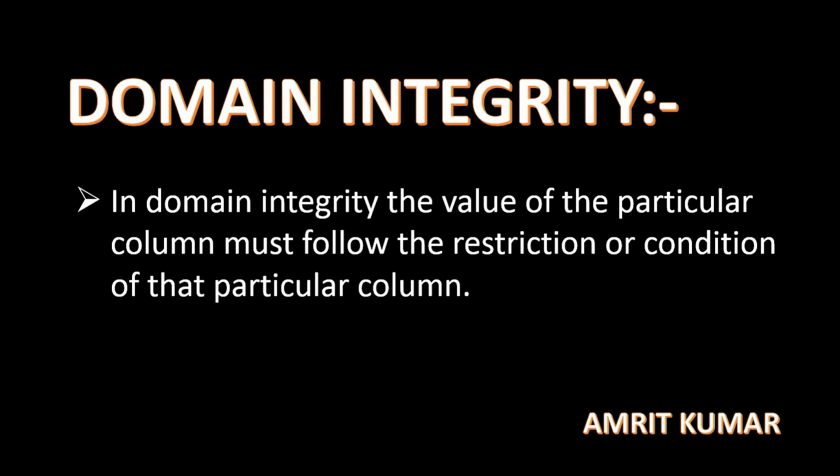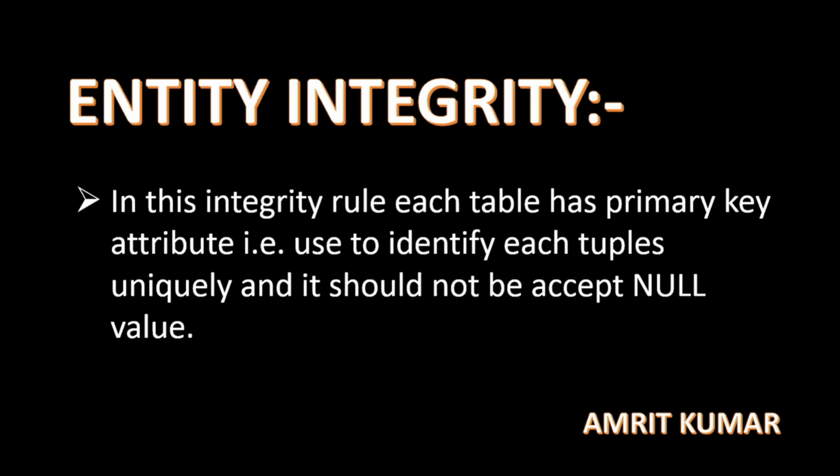Next, moving on to entity integrity, and this is also important. In this integrity rule, each table has a primary key attribute, meaning every table has a primary key in it. It is used to identify each tuple, that is each row, uniquely, and it should not accept a null value. So entity integrity follows the primary key attributes. We can say that the primary key cannot be a null value, and each row can be identified uniquely. This is what the entity integrity rule tells us.